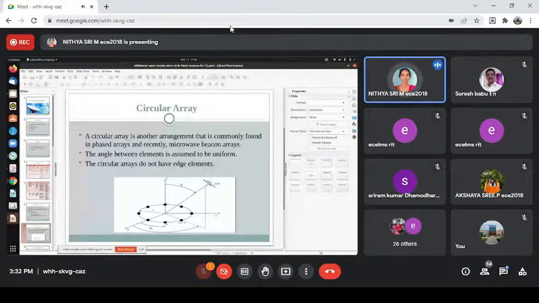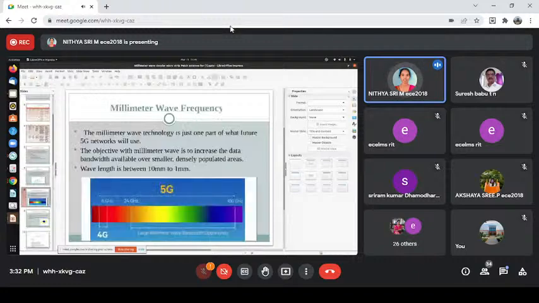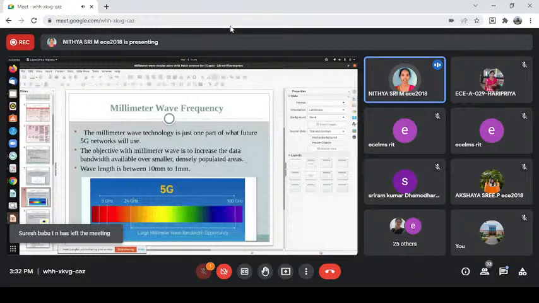The frequency we used here is millimeter wave frequency. The millimeter wave technology is just one part of the future 5G networks. The objective of the millimeter wave is to increase the data bandwidth available for smaller densely populated areas. Wavelength is between 10 millimeter to 1 millimeter. Then this is the circular array structure.